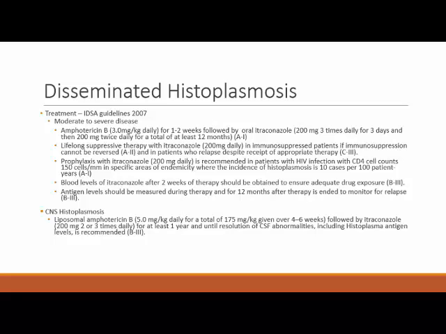If CNS is involved for histoplasmosis and disseminated disease, the treatment that is recommended is actually higher doses of amphotericin for a longer load of 4 to 6 weeks, and then followed by the itraconazole for a minimum of 1 year, and also until CSF abnormalities, including the antigen levels, are cleared.